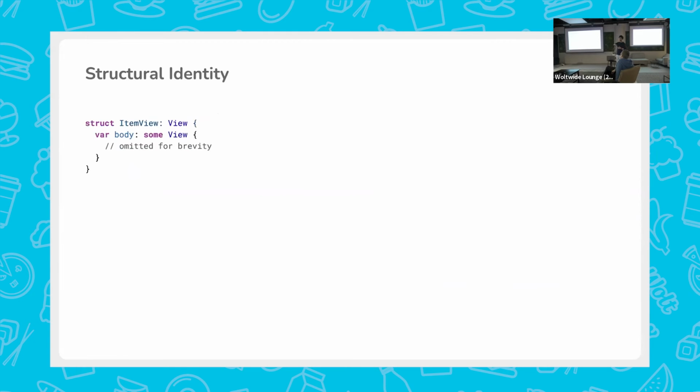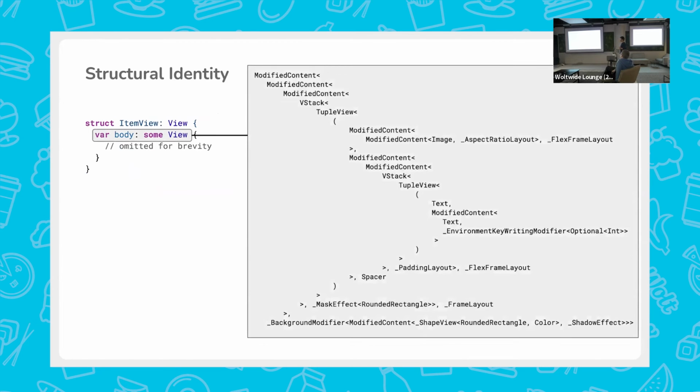So if we go back to the example from the first section of the item view, I've just removed the body here to introspect what is the actual type that is produced. It's actually quite complex: a modified content, generic over modified content, generic. Every modifier that you attach to a view is encoded as a Swift type. And all it needs to do to figure out if the views have changed is compare types and only update when the values have changed.